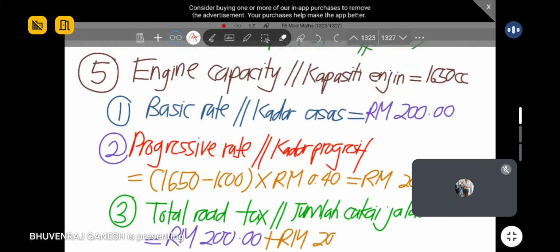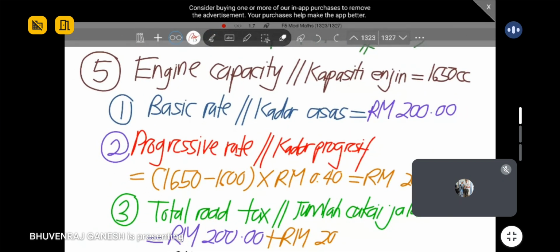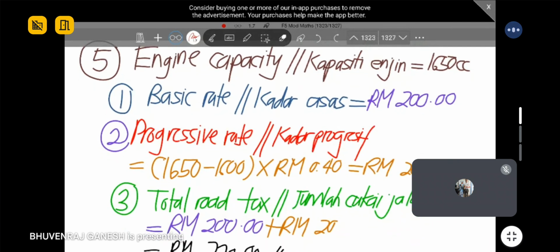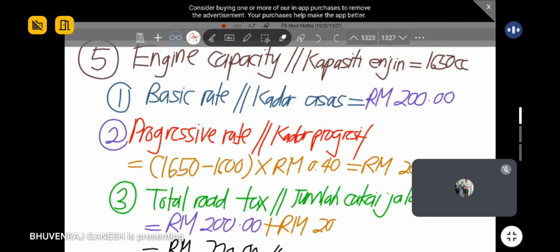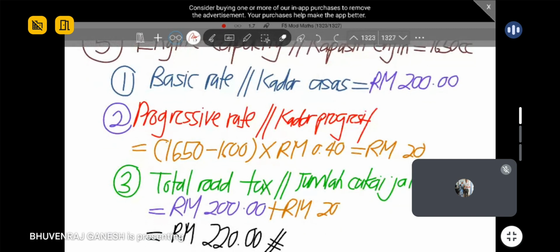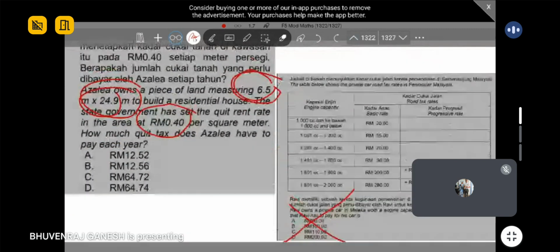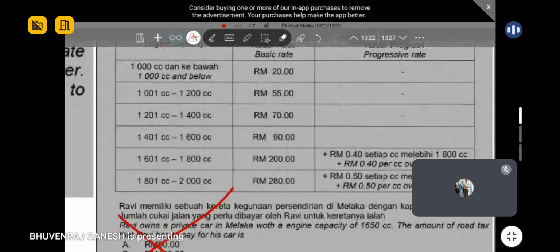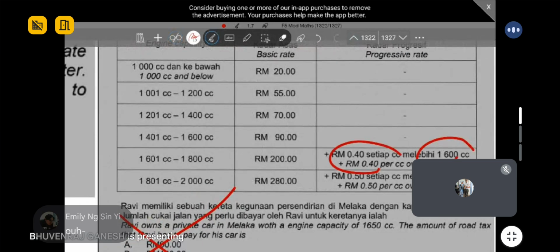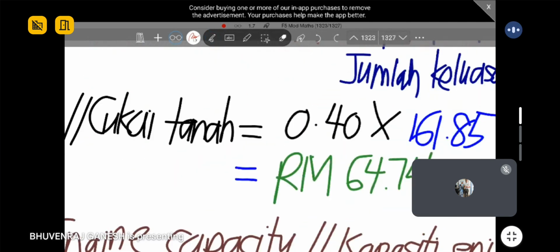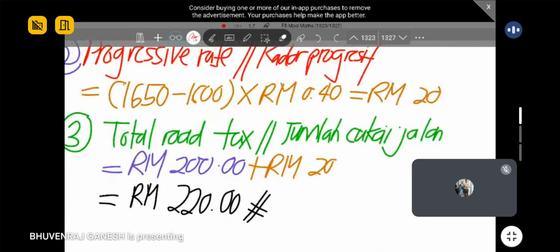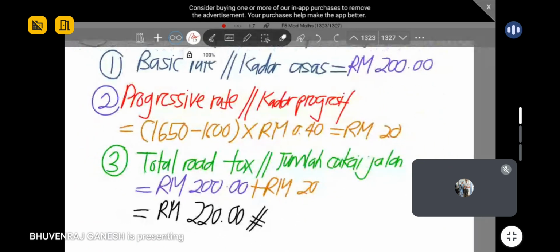So your base rate, kadar asas, is RM 200, and then progressive rate, kadar progressive, you take your current CC 1650 minus 1600, because the table says exceed 1600, you must times 0.4. Oh, so you found the mistake already. Okay, so good. So basically you will do like this. Then you add both values, you get the final answer 220.